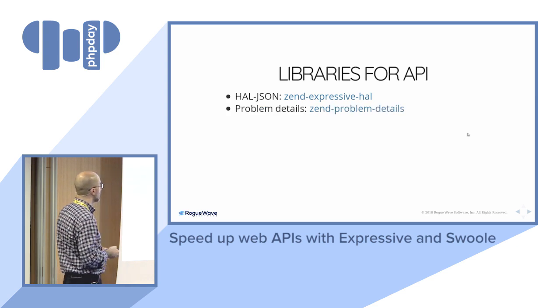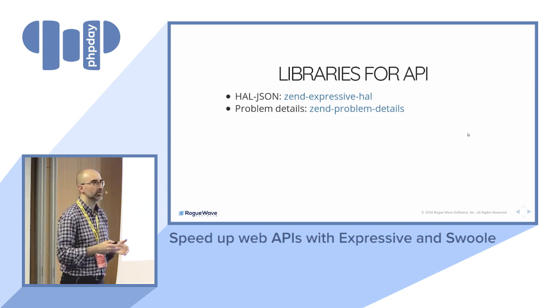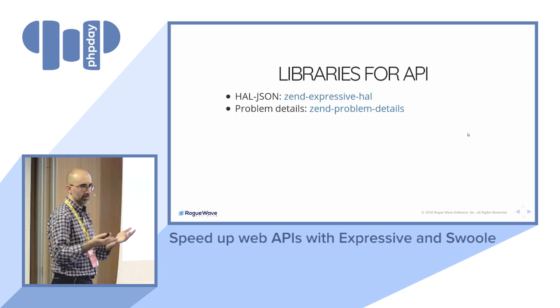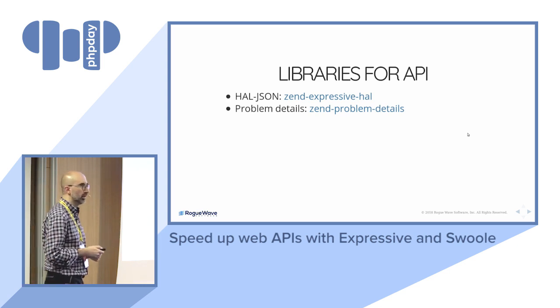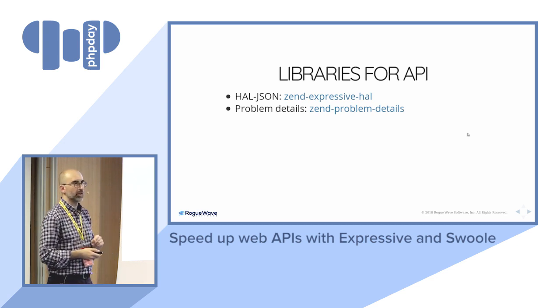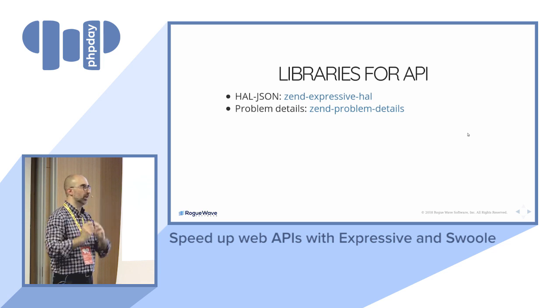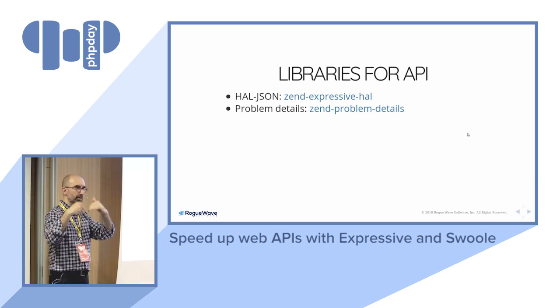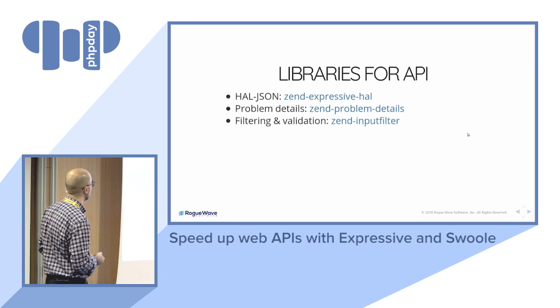For the problem details, we provide Zend Problem Details. This is another standard for HTTP API to provide HTTP response error handling. So it's basically a JSON with some specific keys that give you information about the specific error. And this is very nice because, as I mentioned earlier, we throw exceptions. So you can implement a specific exception for your needs, for your model, whatever, and this will be rendered as problem details. So it's a very nice way to manage errors.